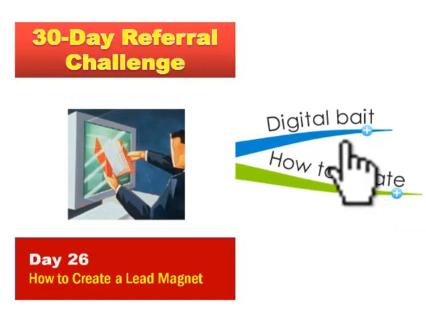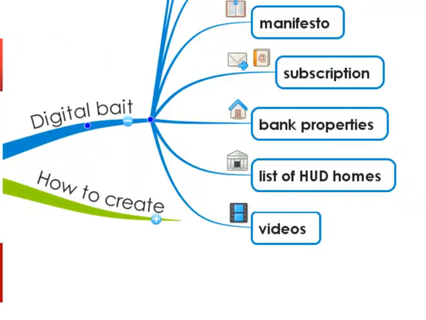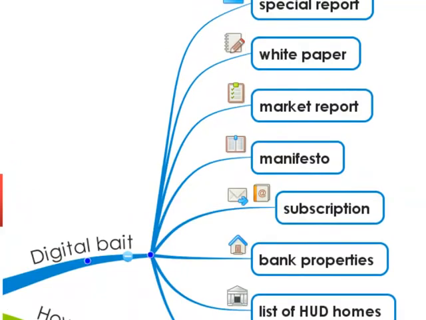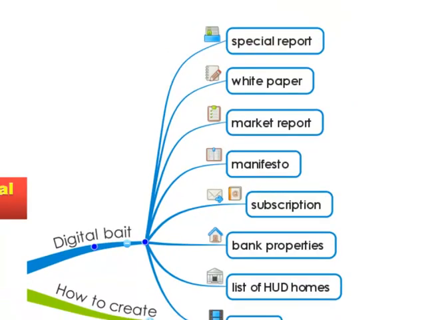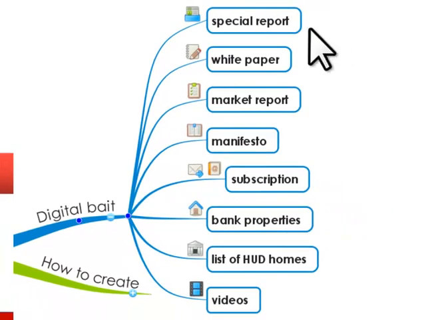It's a digital bait. It's something that you put on your website, and you make an offer for something in exchange for somebody's email address. Here are some examples of things that are considered lead magnets that you can create. And here, a special report is a lead magnet. A special report about anything.